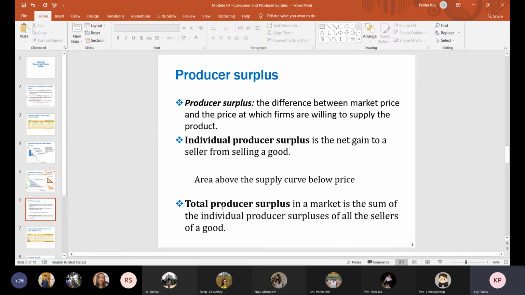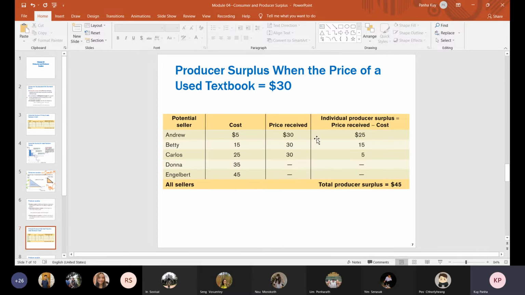So it's a similar thing. The total producer surplus in the market is the sum of individual producer surpluses of all the sellers of the goods. We also look at the same thing. The textbook is $30, and we suppose that these are the potential sellers: Andrew, Betty, Carlos, Dana, and Algebert. Sorry if I pronounced their names incorrectly.